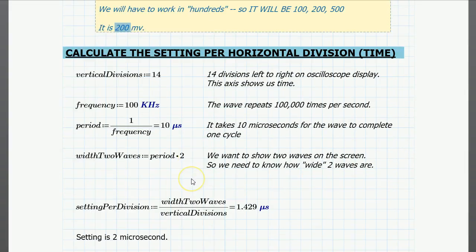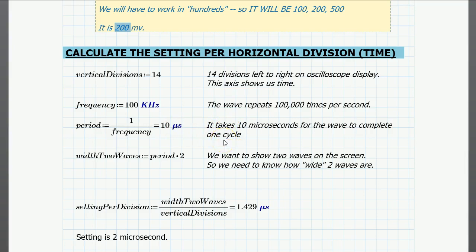The same thing will be done for the horizontal. First of all, let's note that we have 14 horizontal divisions. And let's say that we have a frequency of 100 kilohertz. With a frequency of 100 kilohertz, the wave is going to repeat 100,000 times per second. But we're interested in the length or time it takes for a wave to complete. That's the period of the wave. In order to get that, we take 1 over the frequency, and 1 over 100,000 is 10 microseconds. So it takes 10 microseconds to complete one wave.